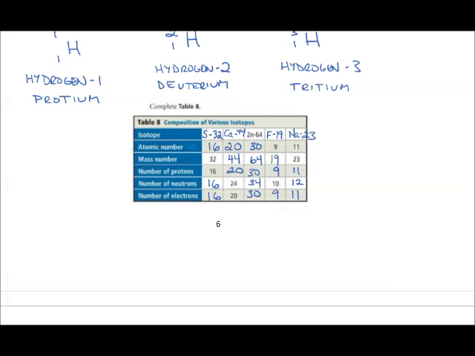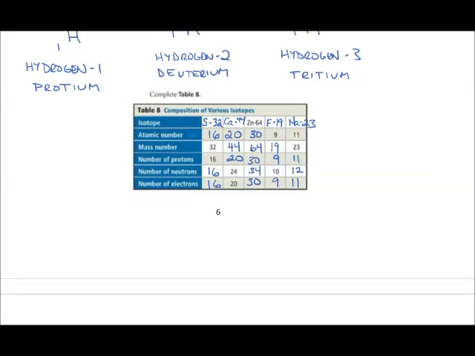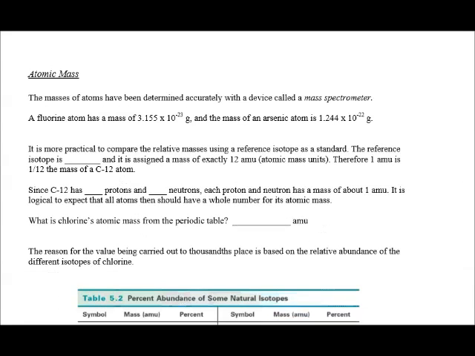So now we're going to investigate atomic mass. Unbelievably, the masses of atoms have been determined with a device called a mass spectrometer. So we know the mass of a fluorine atom. We know the mass of an arsenic atom. But who wants to go around stating that a fluorine atom has a mass of 3.155 times 10 to the minus 23 grams? So it's more practical to compare the atoms' masses to each other in a relative way.